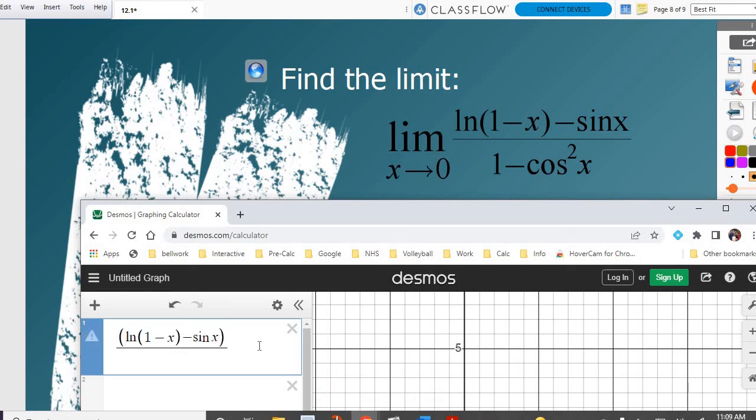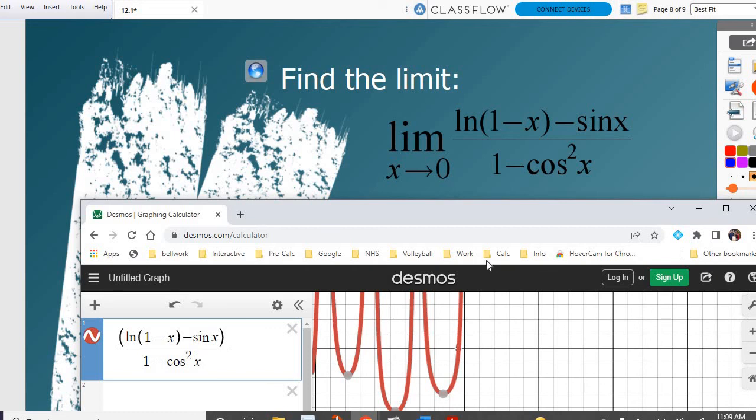all divided by 1 minus cosine squared of x.